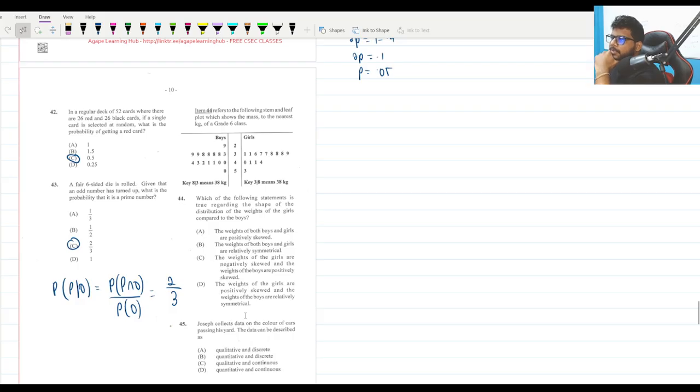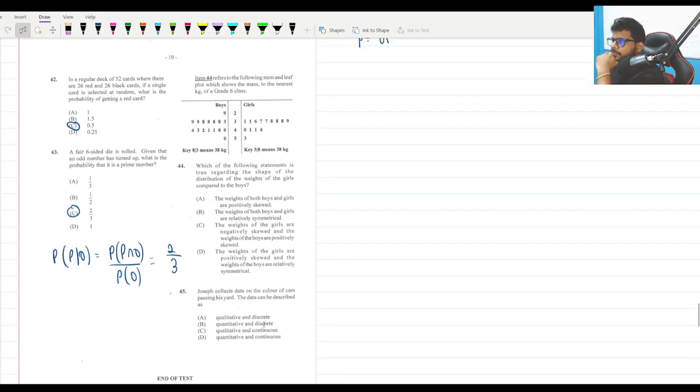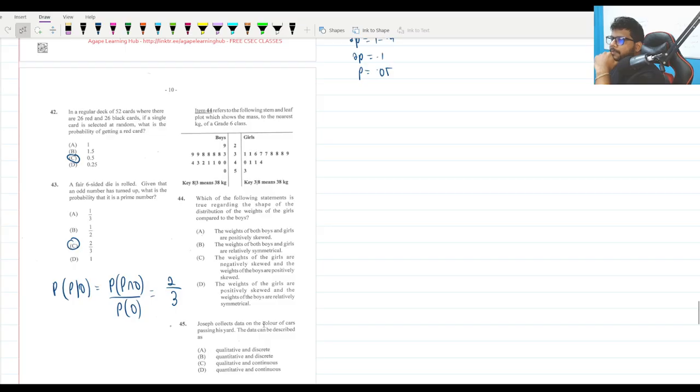44, box and stem and leaf. Which of the following statements is true regarding the shape of the distribution of the weights of the girls compared to the boys? Oh god, we had to draw a box and whisker now. Alright, so box and whisker.